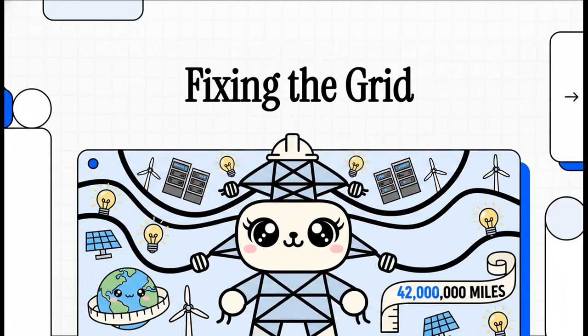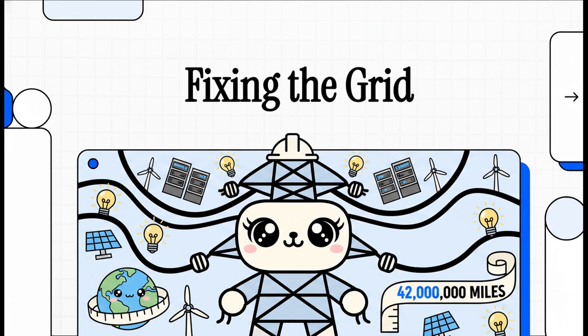Welcome to this explainer. I want you to go ahead and put your engineering hats on with me today, because we're looking at the ultimate troubleshooting guide for the largest, literally the most complex machine humanity has ever built, the electrical grid. I mean, think about this. If you strung all the world's transmission cables end to end, they would stretch 42 million miles. That is almost halfway to the sun.